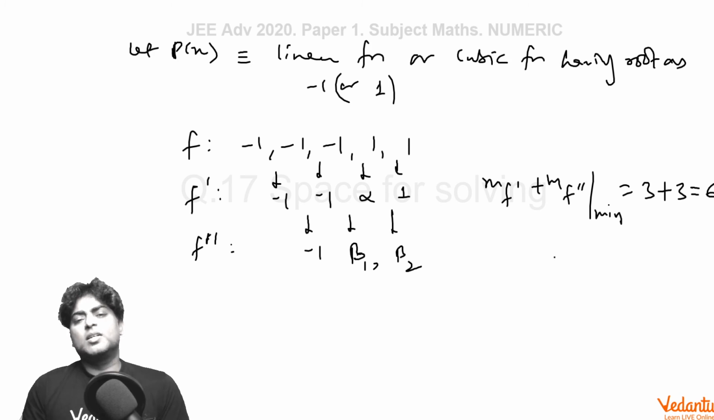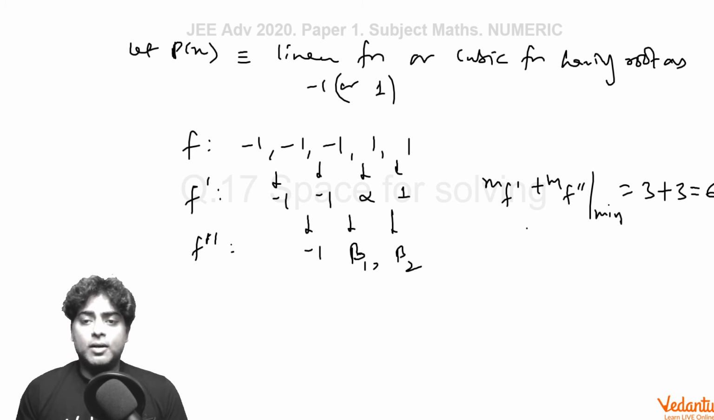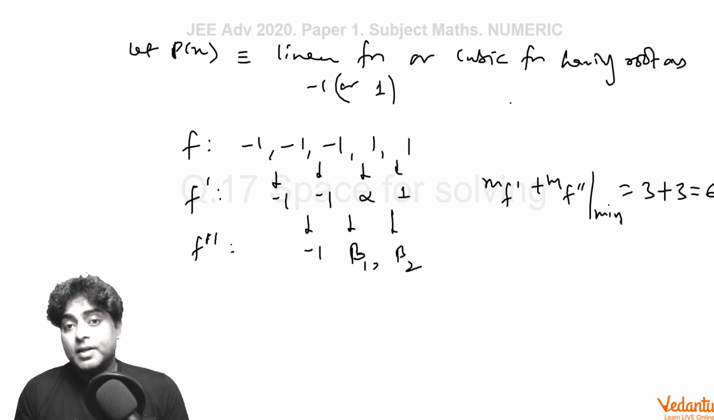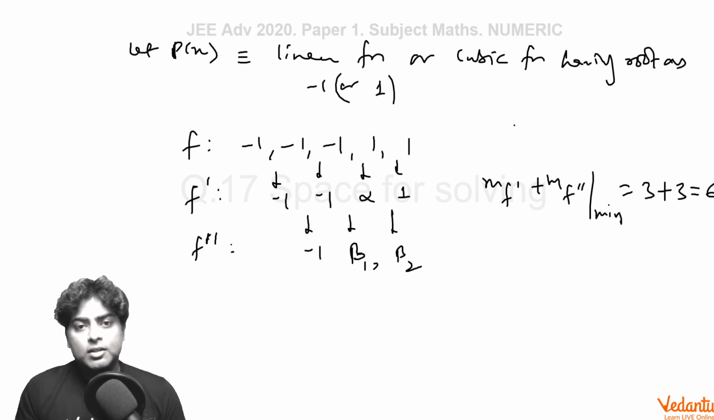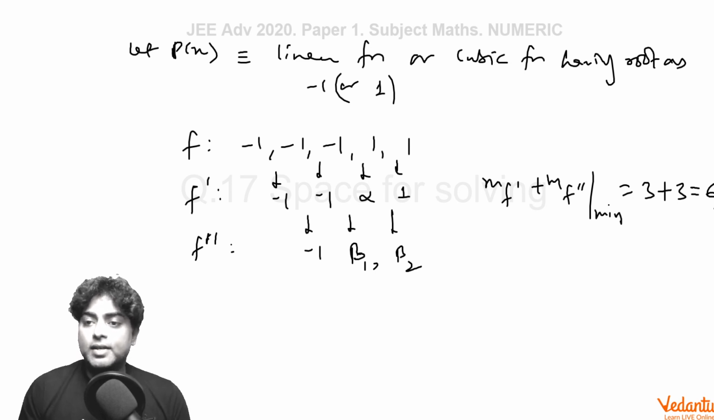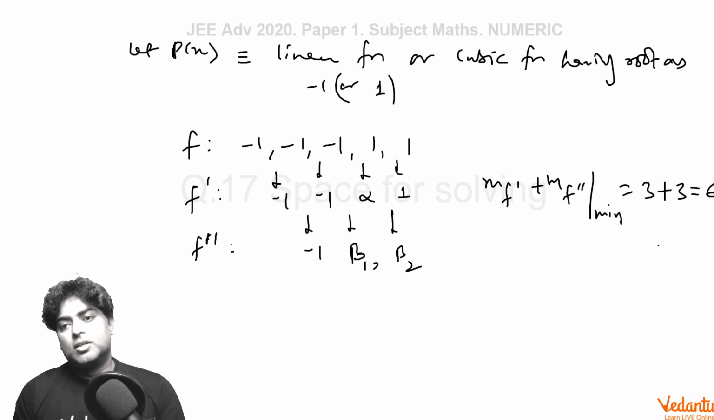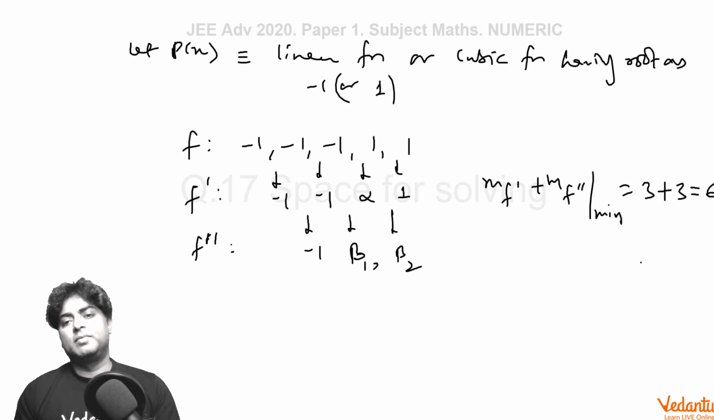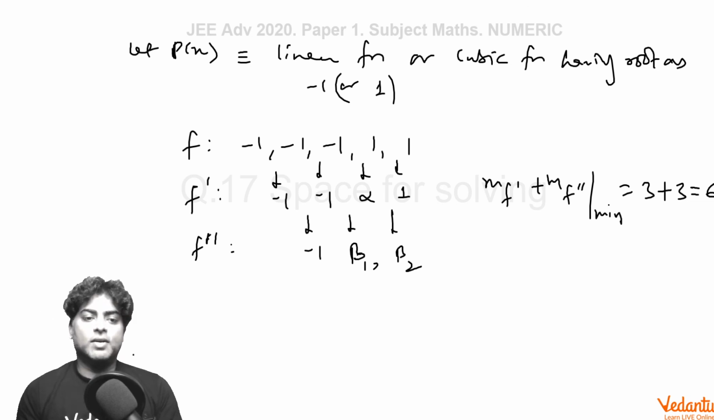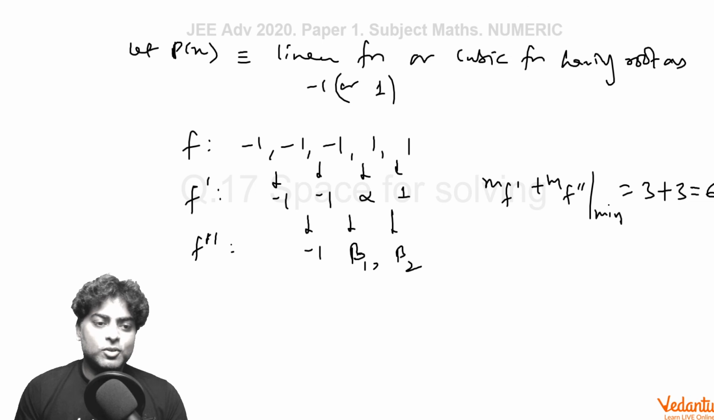So even if we have taken the root of the linear or cubic as what f already has as its roots, minus 1 or 1, in that case also we are getting an answer more than 5. So 5 is the minimum possible value of m_f dash plus m_f double dash and is the final answer. Isn't it? I hope you understood the solution.